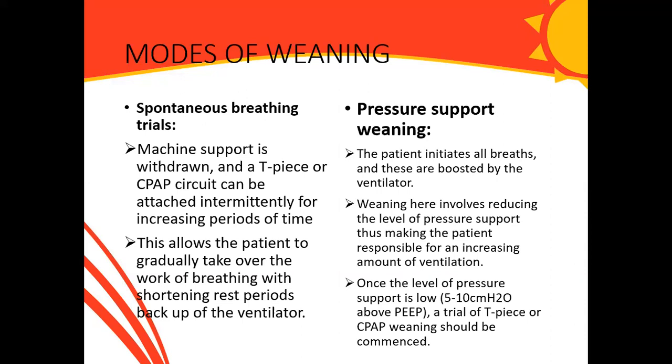Using the pressure support weaning mode, in this group the patient initiates all the breaths, like our PSV, and these are boosted by the ventilator. How you wean off this patient is you gradually reduce the pressure support that the ventilator is giving, making the patient assume responsibility for his or her own breathing. Once you achieve a pressure support as low as 5 to 10 centimeters above PEEP, you can proceed to a trial of T-piece or simple weaning, as the case may be.